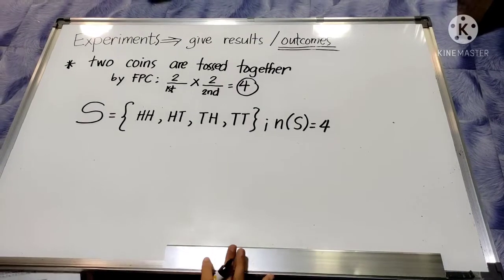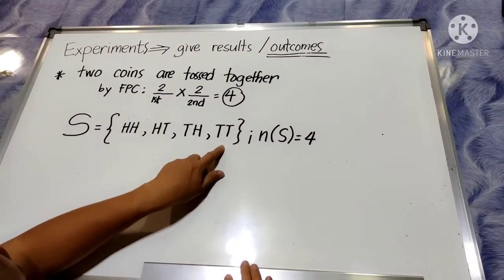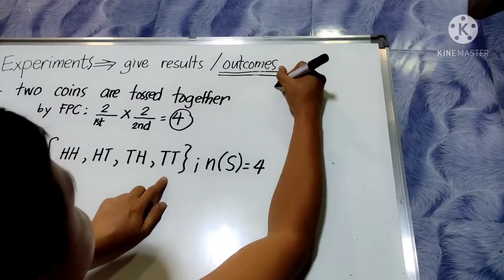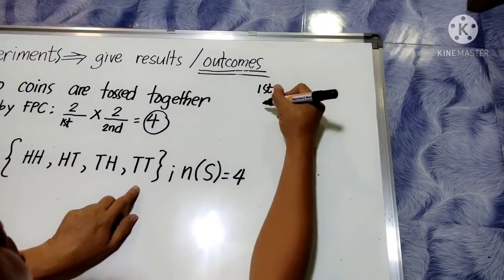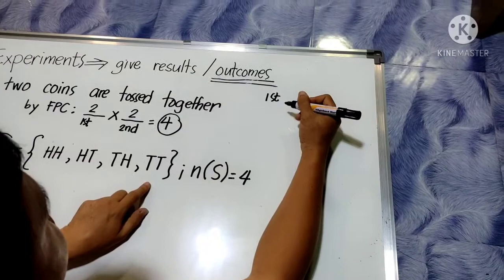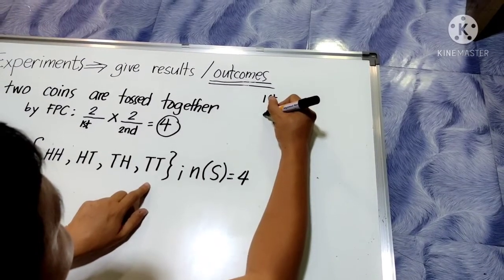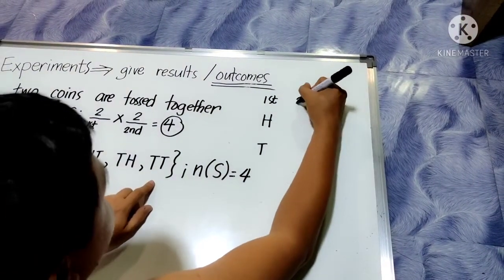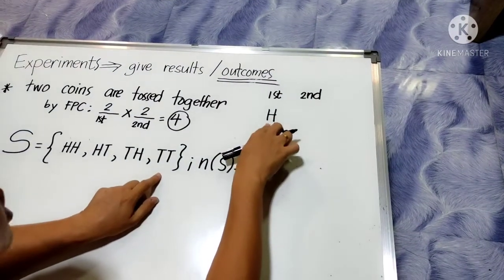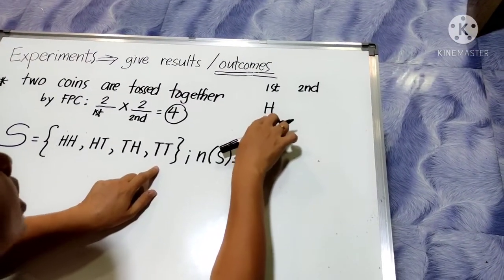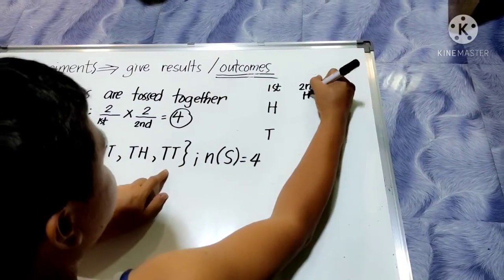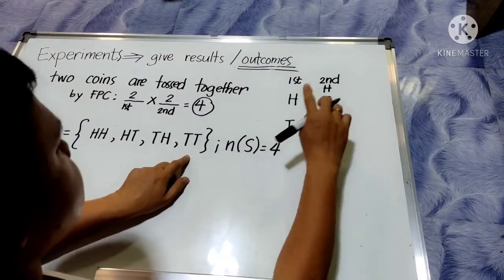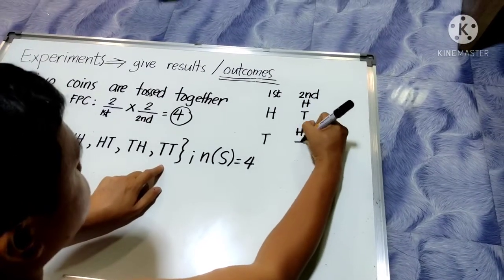You can have that. But if you have difficulty in writing the outcomes that way, you can actually use a tree diagram. So, you have first coin. What are the possible outcomes when you toss the first coin? The first coin might show up a head or it may show up a tail. Then, for the second coin, if the first coin shows up a head, it's possible that the second coin will also show up a head or a tail. If the first coin shows up a tail, it could be that the second coin will show up a head or a tail.